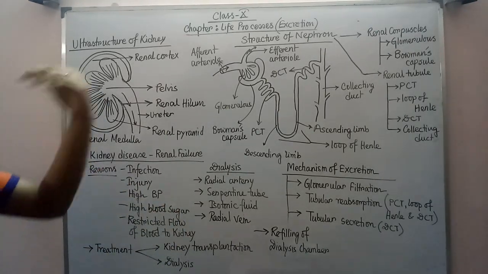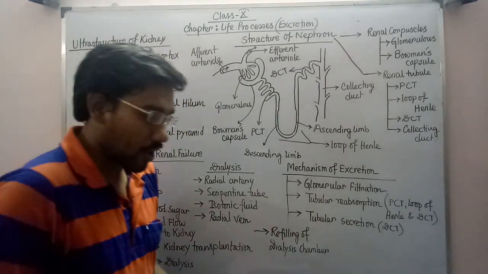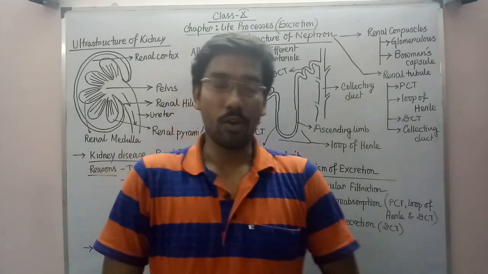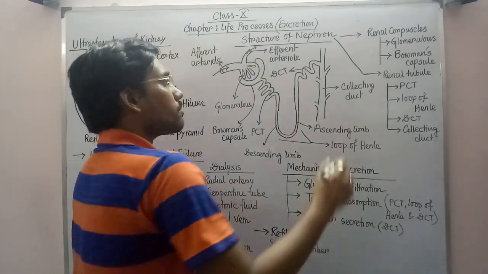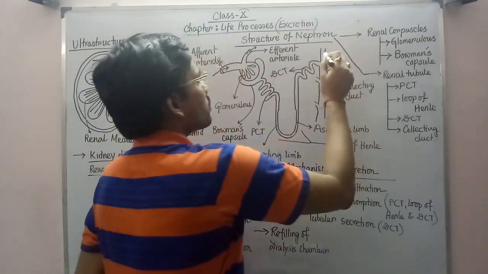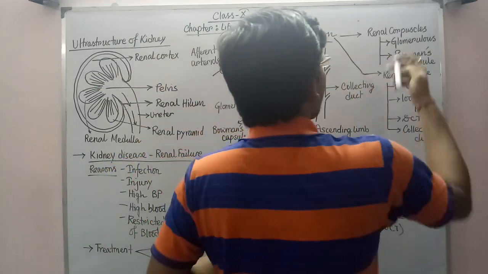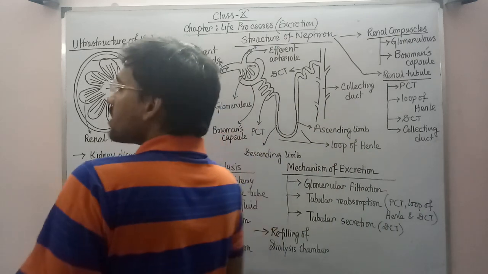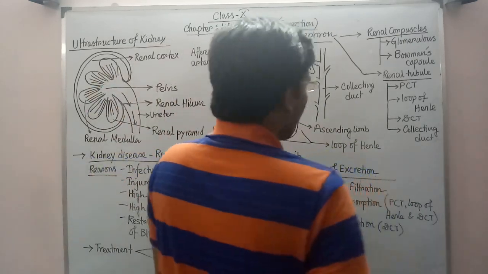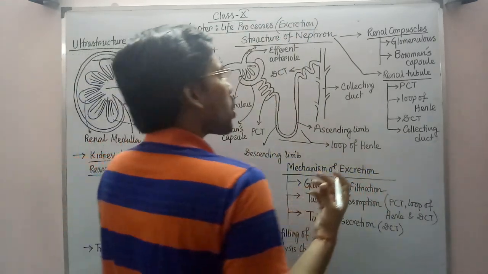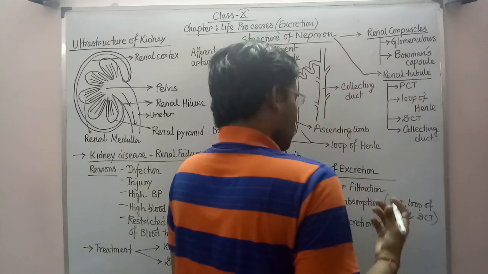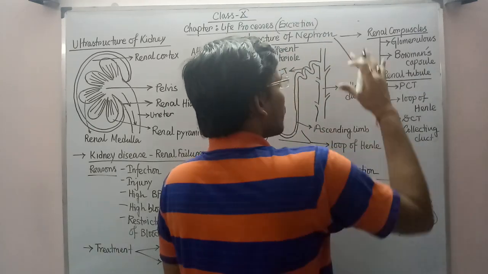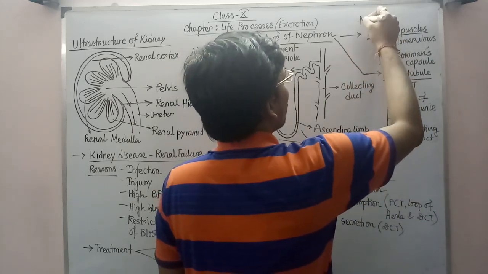Now we are going to the next point, the structure of the nephron. That is the structural and functional unit of the excretory system, or rather the kidney. So let's see. First of all, please see here, there are two portions of the nephron. The first one is the renal corpuscle, and the other is the renal tubule. The renal corpuscle is a cellular structure present within the kidney. It is made up of two portions: one is the glomerulus, and the other is Bowman's capsule. This can also be called the Malpighian corpuscle.